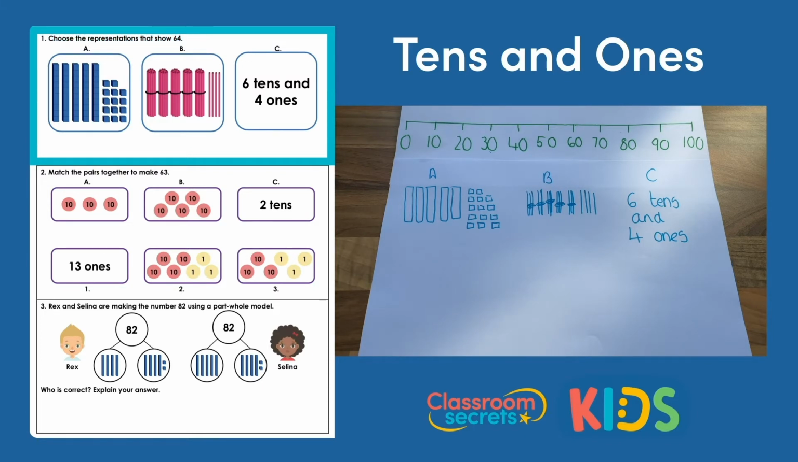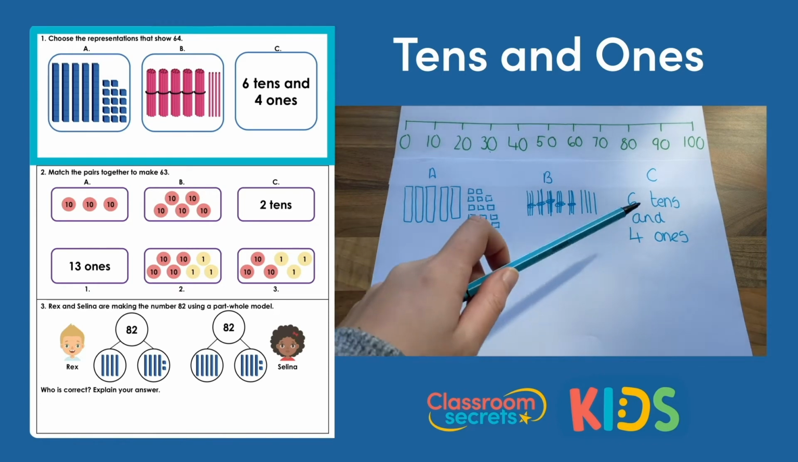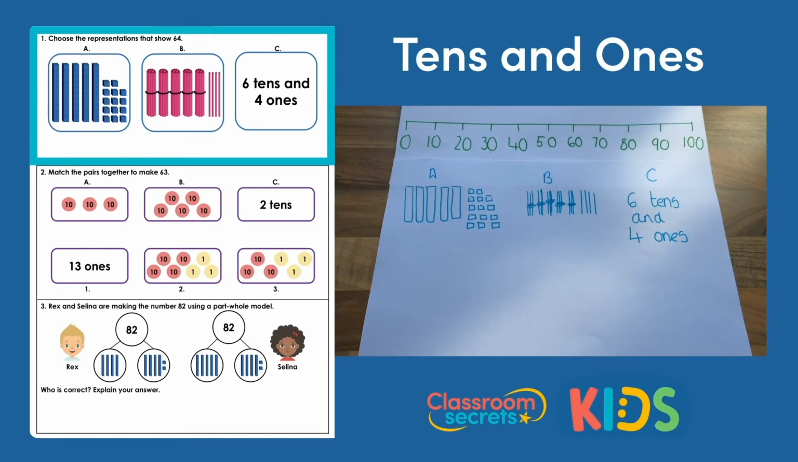And because of the wording, it says choose the representations with an S on the end. That tells us that there's going to be more than one representation that shows 64. So 2 of them might show 64 or all 3 of them might show 64. Let's count them up and figure it out. So we've got our base 10, our straws, and then our numerals that have been partitioned into the tens and ones. So let's start with our base 10.